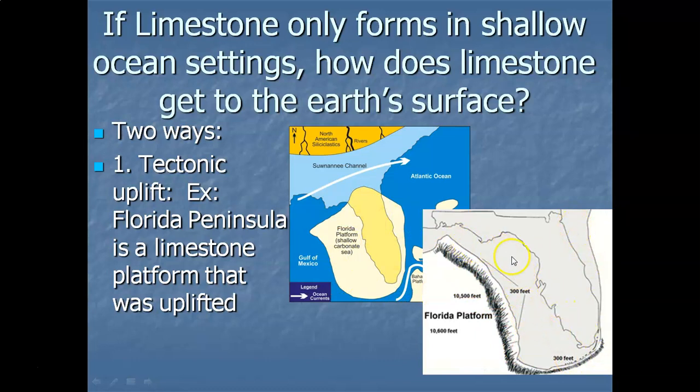Now, right here is the continental shelf. It's still underwater by a couple of hundred feet. But obviously today, this is a little bit higher elevation, right? And so now we've got the Florida Peninsula, just above sea level. And so you can uplift continental shelves to get the limestone at the Earth's surface.